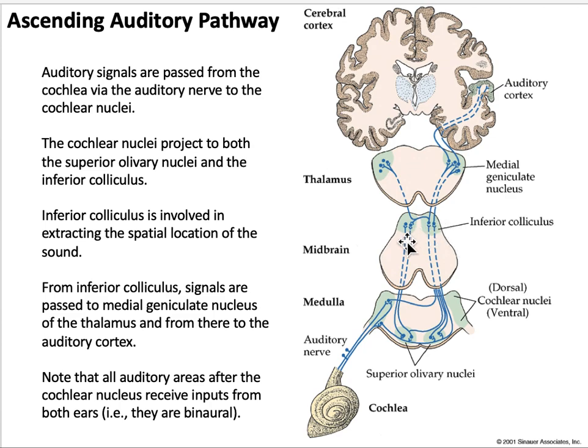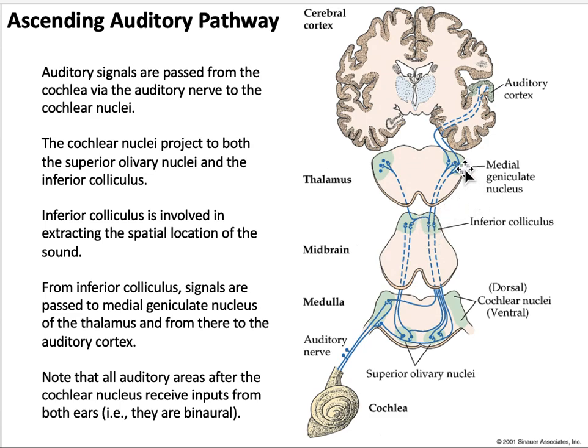Some of the fibers then go to this inferior colliculus. We have seen before that some of the visual information goes to a structure called the superior colliculus, which is right on top of this. And this is involved in moving the eye. So this is a way that you can control eyes based on auditory signals.